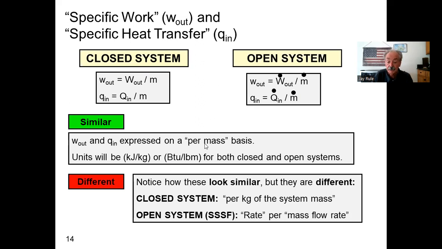What's similar? They're both expressed on a per mass basis. The units will be kilojoules per kilogram or BTUs per pound mass. What's different? Closed system is per kilogram of system mass, and open system is per mass flow rate. So another very subtle difference. I'm just trying to encourage you to get this stuff up in your head rather than depending on a formula sheet for a crutch. And that's exactly what a formula sheet is. It is a crutch.